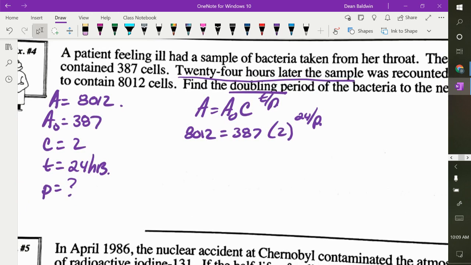So we're there. What do I do? What's my first step to solve for P? Get rid of the 387. Which is 20.70. So now I have 20.70 is equal to 2 to the power of 24 over P. Our unknown is an exponent, so what do we need to do? Log. It doesn't matter what log you use. I'm going to use log 10.